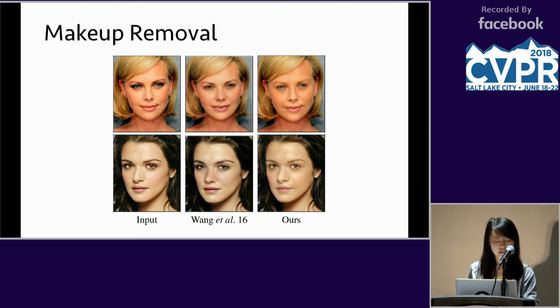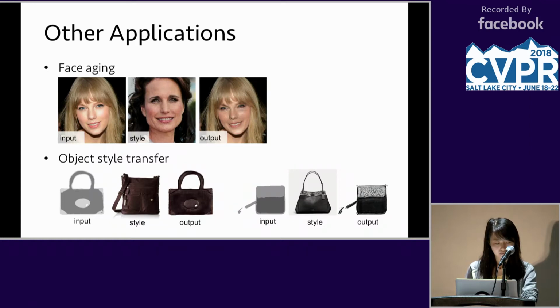One limitation is that our function cannot reconstruct realistic blemishes or wrinkles, based on our assumption and our training data. We have demonstrated the performance on makeup transfer applications. We also experiment with the framework on other applications such as face aging and object style transfer. And here are some preliminary results.